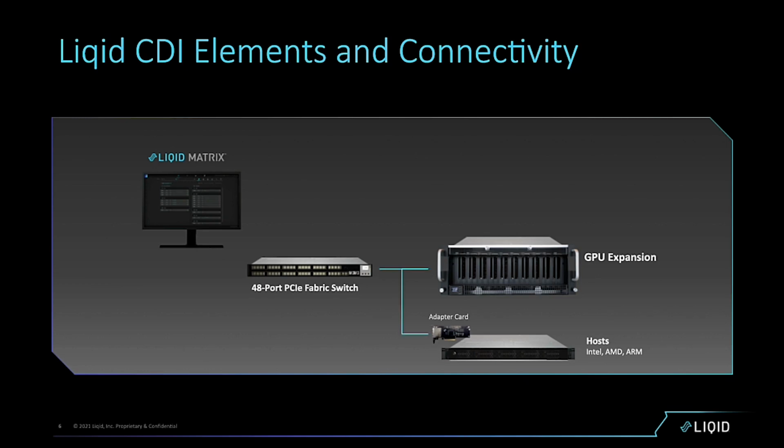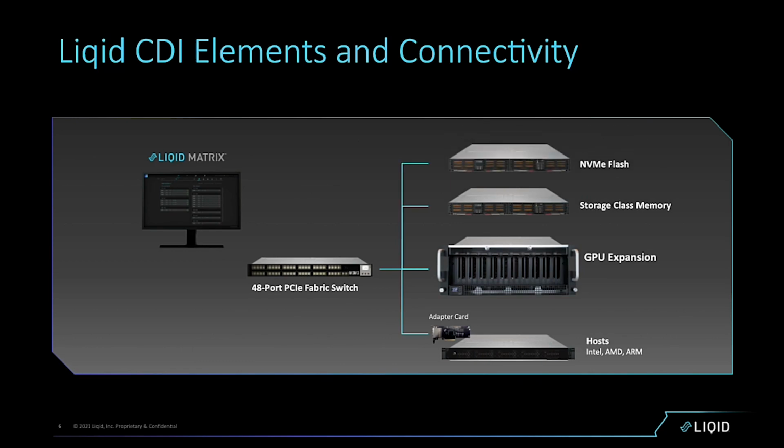And the way it works is a customer will put a PCIe adapter card, whether it's a Gen 4 or even Gen 3, and in the future Gen 5 and CXL, and connect it to a PCIe fabric switch. And then from there, they take their disorganized, disaggregated resources. For example, GPU. In this box, we can put 10 GPU or even 20 GPU, depending on the width. Connect those into the fabric. We can connect storage class memory into the fabric, as well as NVMe flash.